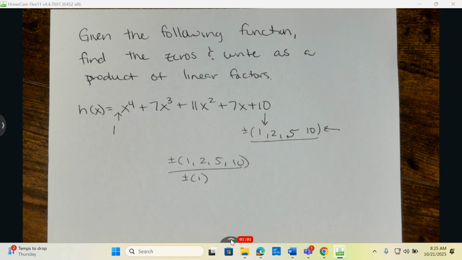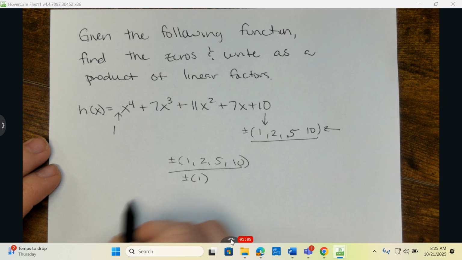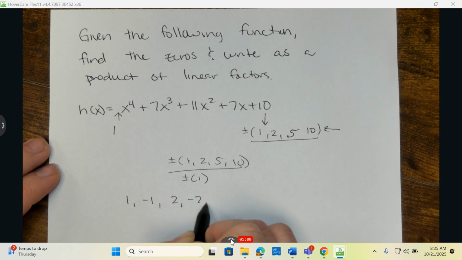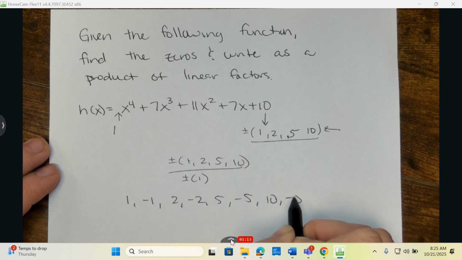And we learned how to do this in Unit 5. So in Unit 5, we would list the possible rational roots as 1 or negative 1, 2 or negative 2, 5 or negative 5, 10 or negative 10.